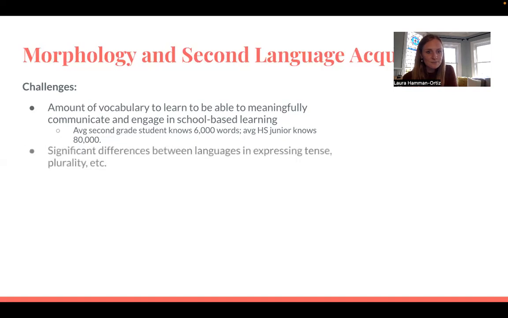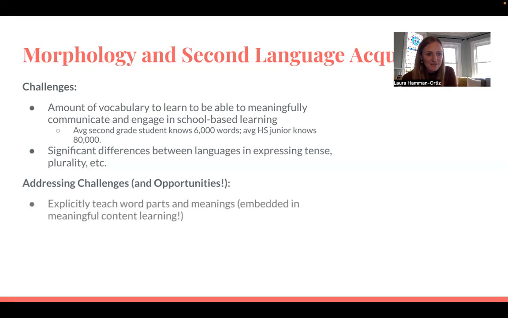Another challenge is significant differences between languages and how they express tense, past tense, present tense, future tense, how they express plurality, and a whole number of other differences in how things are expressed across language. So addressing the challenges then and some opportunities that we have.